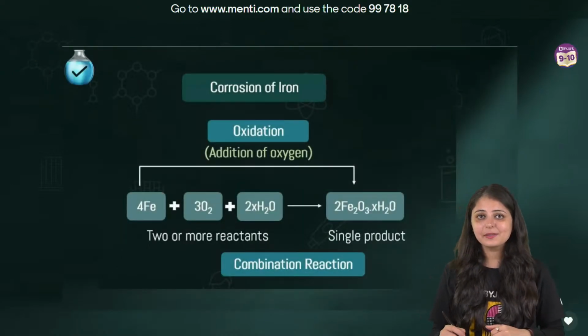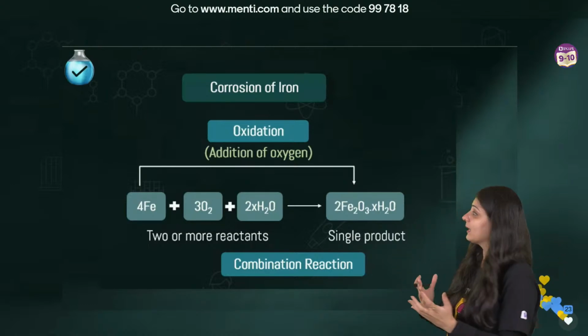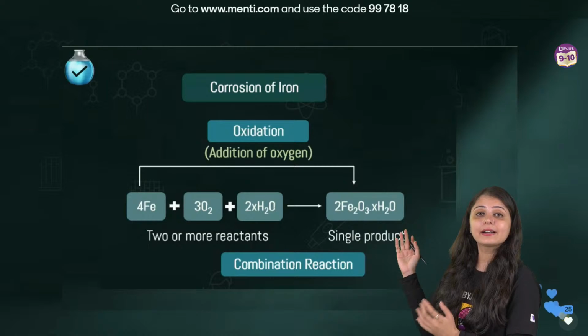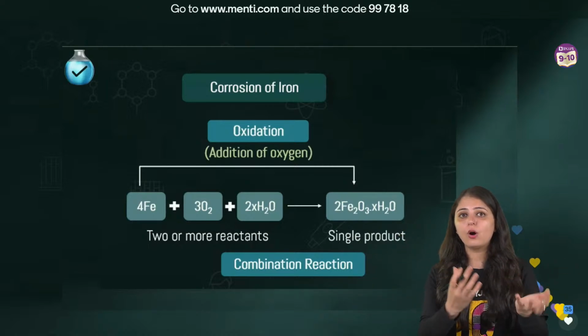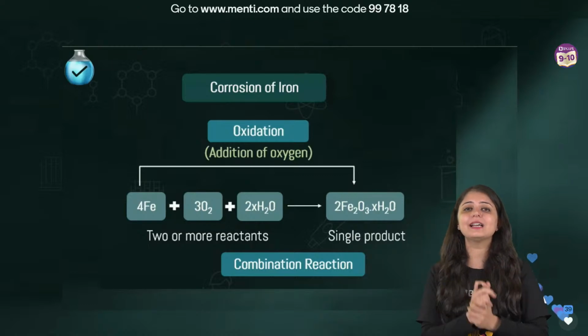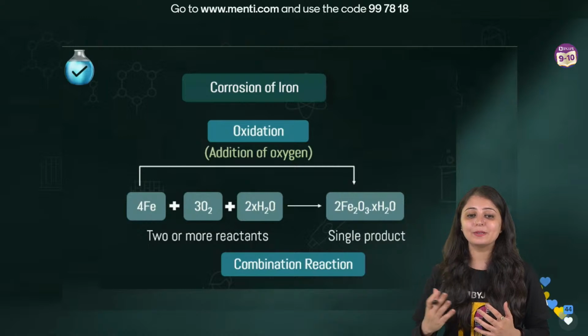Let's look at this equation. So, iron in the presence of oxygen and moisture is forming rust. Clearly you can see we've got multiple reactants and one product. कैसा reaction हुआ? Combination हुआ. Oxygen का addition हुआ. कैसे reaction हुआ? Oxidation हुआ. So the correct answer was oxidation and combination.